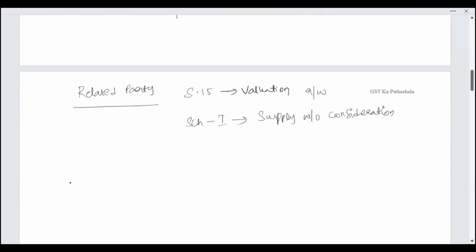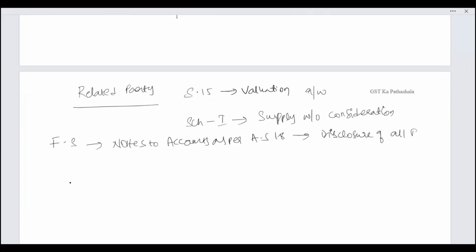Now, usually in my financial statements, I have notes to accounts as per Accounting Standard 18. Disclosure of all related party transactions is compulsory. So I'll give one example for us to understand.